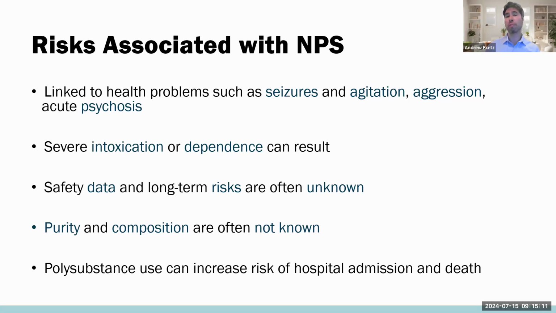Oftentimes, we don't know what the risk profile of these substances are, and therefore the safety data around use is not known. And so there is no minimum acceptable or safe amount of use, oftentimes, because of this lack of data. We often don't know about purity and composition unless there's specific spectroanalysis that's being done on a particular substance that has been identified. We won't necessarily know that. And again, a lot of that is dependent upon having the systems and the resources in place to be able to identify those substances, to seize those substances, and then to conduct that research on those substances. Polysubstance use can also increase the risk of hospital admission and death.